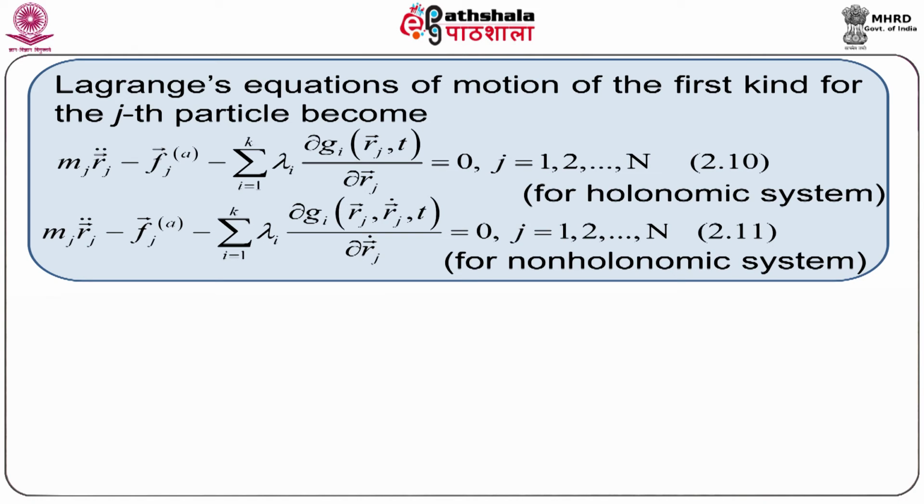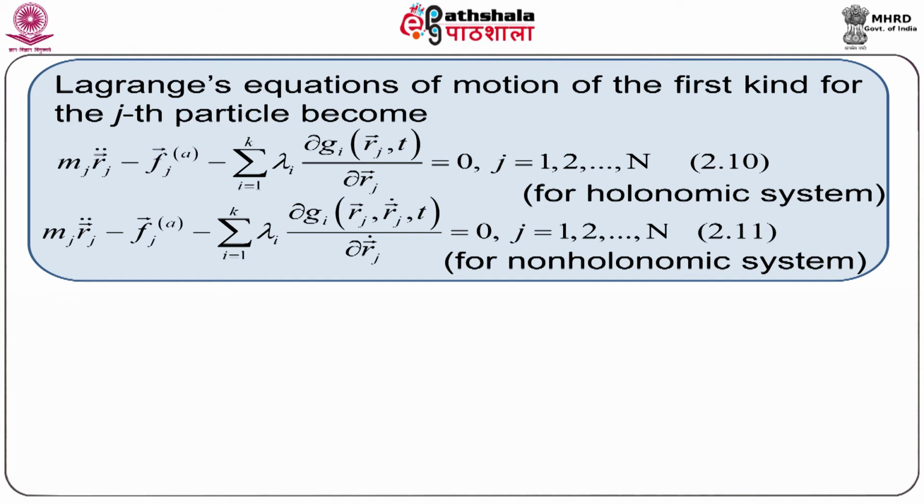Now, Lagrange's equations of motion of the first kind for the jth particle become m suffix j into r vector double dot suffix j minus F vector suffix j superscript a minus summation over i equal to 1 to k lambda suffix i del by del r_j vector operated on g suffix i function of r vector suffix j, t equal to 0. Here we have used only the summation to obtain the Lagrange's equations of motion of first kind for the jth particle. These equations are valid for j equal to 1, 2 and so on to capital N.